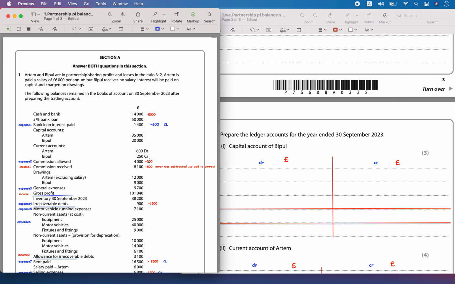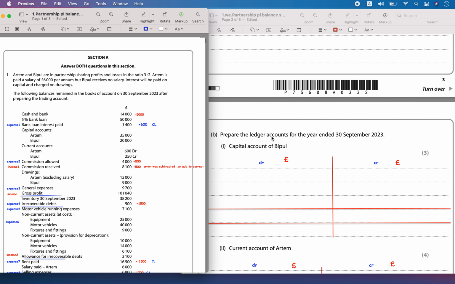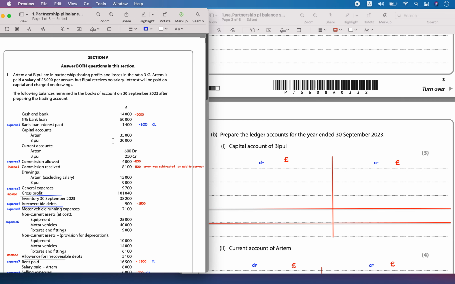Hello, today we are going to solve October 2023 paper question number 1, part B. Prepare the ledger accounts for the year ended 30th September 2023. Prepare the capital account of Bipul. Okay, Bipul we have to prepare.